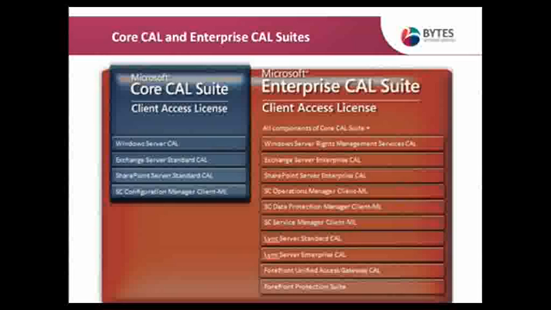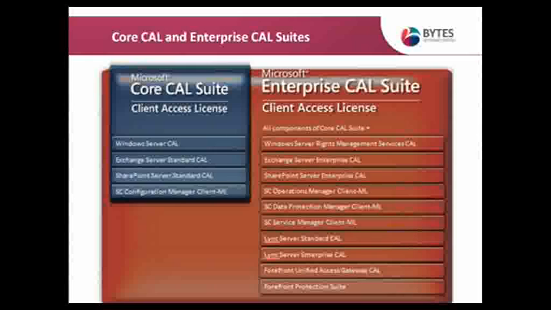Okay, so as I said before, Microsoft differentiate and have two types of CALs. They have their standard CALs and their enterprise CALs. What we've got here is, on the left-hand side, the components of what used to be the Core CAL, and on the right-hand side, what used to be the enterprise CAL. As I stated before, in order to get the client licenses that are in the enterprise CAL, you would have to buy the Core CAL as well.